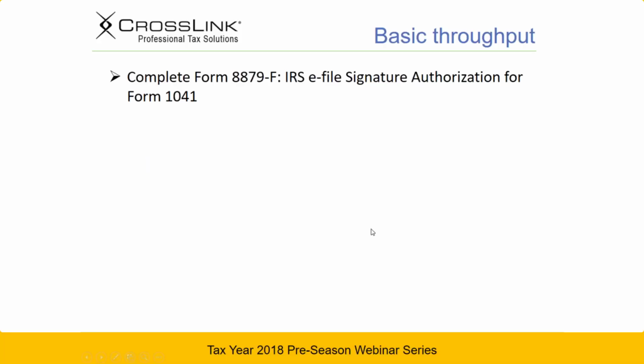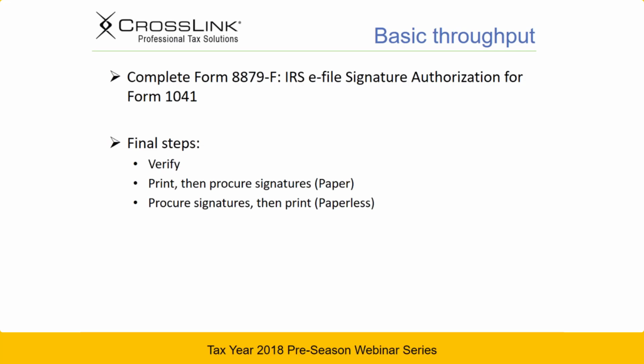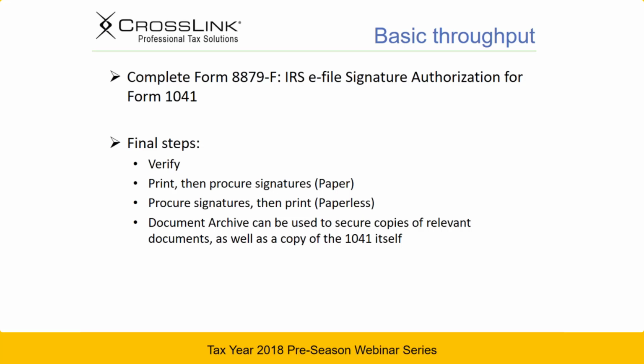After that, you're going to complete the 8879, which is your e-file signature authorization for Form 1041. And then your final step, which you'll recognize if you've done 1040s before, is that you're going to go through your verification process, which we'll show you in just a moment, and then choose how you want to have it printed. If you want to print hard copies, of course, you'll print, then procure signatures. If you want to go paperless, you'll procure the signatures, and then, of course, you'll print. And then that'll put things into your document archive.